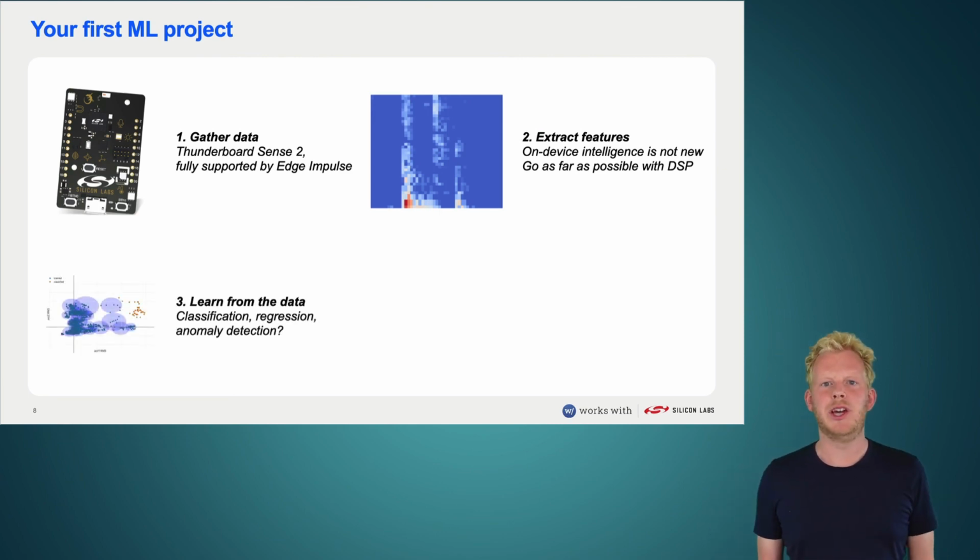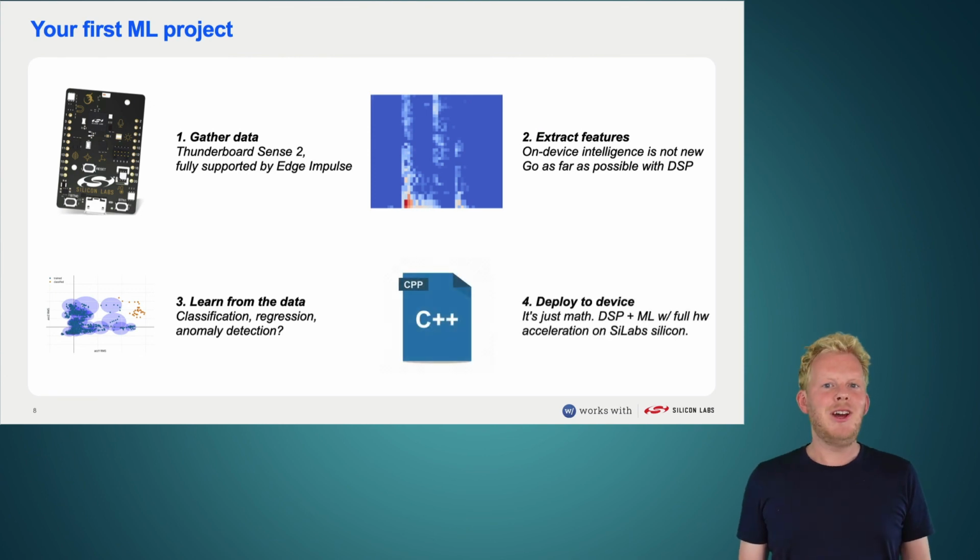So that could be a classification problem: what am I seeing? It could be a regression one, like what is the value of this thing? How full is something? How much water is flowing through a pipe? Or is what I'm seeing normal, yes or no? And finally, deploy it back to the device. As said, it doesn't matter how you find these rules. After the rules are found, you can just treat it as code, and that's what we do. So if you deploy your model from Edge Impulse, we'll just spit out a C++ library, fully hardware accelerated, that runs really nicely on all of your Silicon Labs silicon.